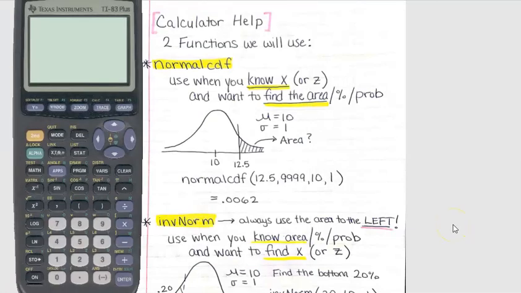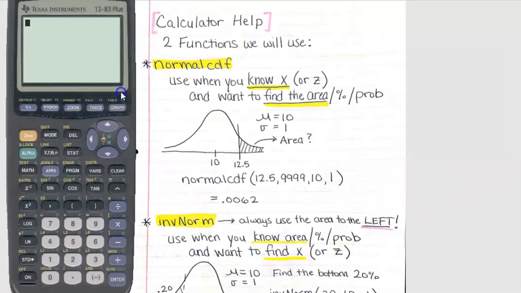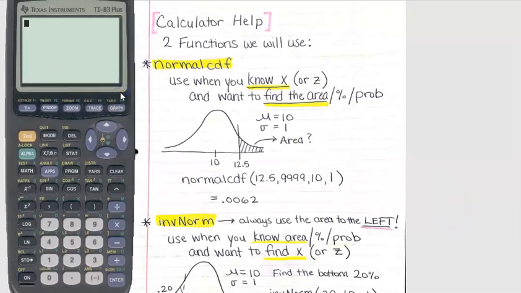Okay, so I've got the calculator up now so we can see that as we're working through these. The two functions we're going to use, and these are the two functions we'll use in Chapter 7 and Chapter 8, are the normal CDF and the inverse norm. You're going to use them for two different types of problems.